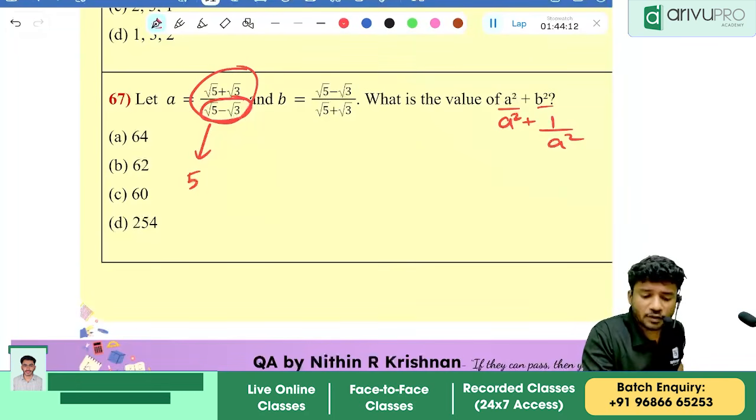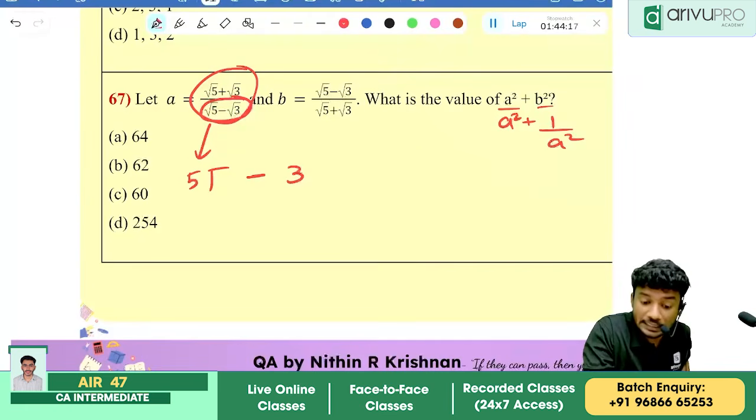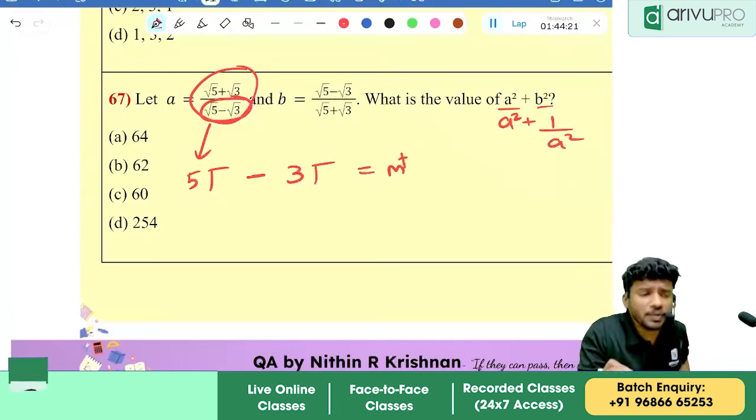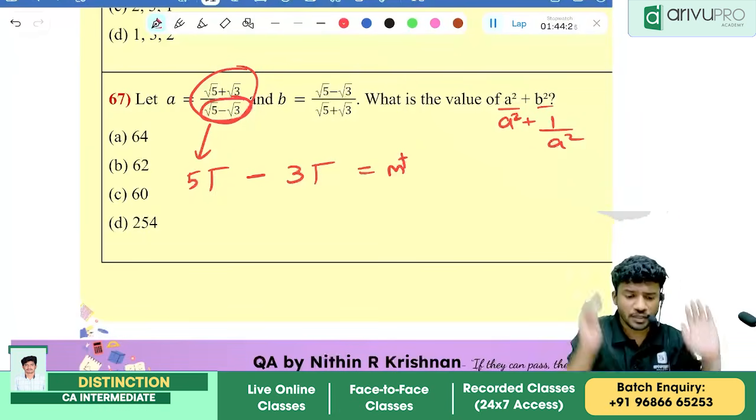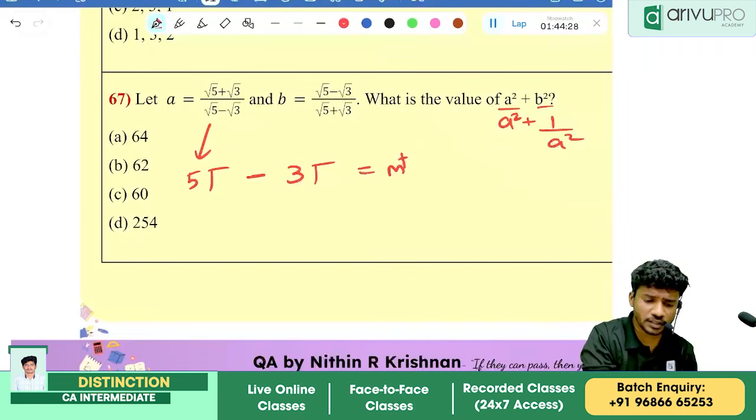For this, type 5, then click root, then click minus sign, type 3, then click root. Then click equal to and click M plus. We are saving the value inside the calculator. We saved everything. Then, people, we are finding the numerator.